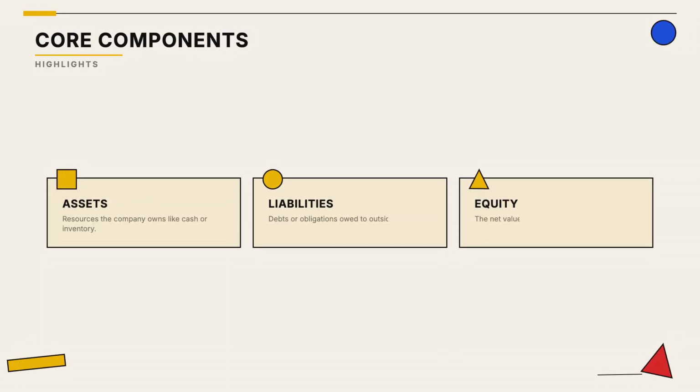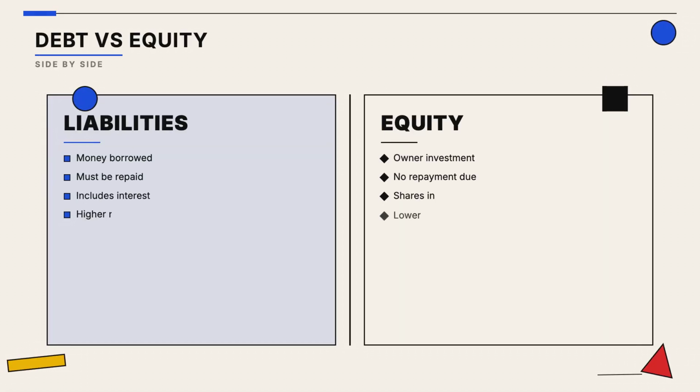Assets are what the business controls, liabilities are what it owes to others, and equity is the claim left over for the owners. Companies choose between debt and equity to fund their growth. Debt creates a legal repayment duty, while equity represents ownership stakes.